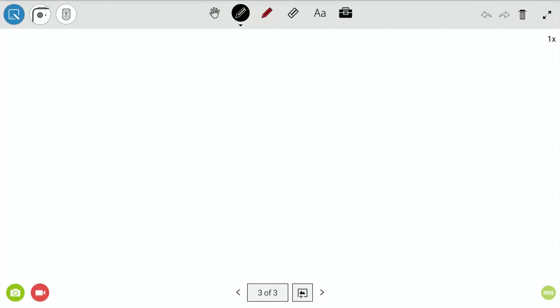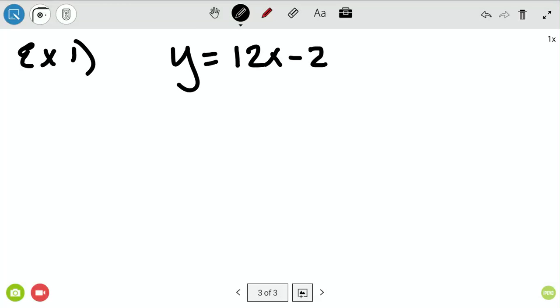So example number 1 is if we're given an equation that looks like this, y equals 12x minus 2. Now, what form is this currently in? Yeah, it's currently in slope-intercept, right? That's y equals mx plus b. But the directions that we're given here are to write it in standard.